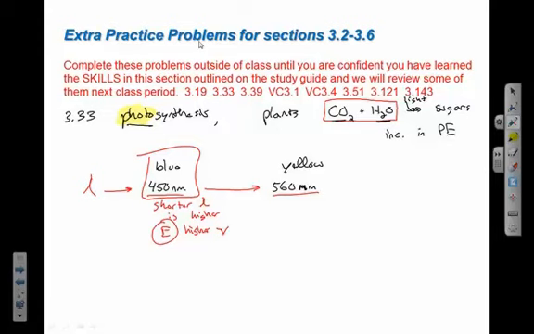Which light would eject electrons with the greater kinetic energy? Well, that would be the one with the lower or shorter wavelength, because some of the light energy would be converted to potential energy to break the electron's attraction to the nucleus, but some would then also be converted to kinetic energy.